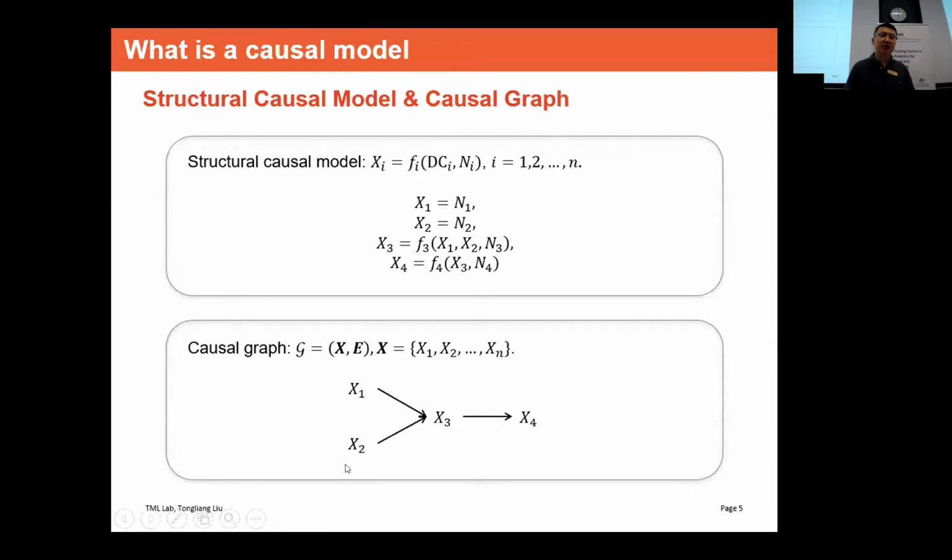The second model is the causal graph model, which is a directed acyclic graph. Maybe a lot of you are familiar with this term. The edges represent the causal directions. Comparing those two models, it is obvious that the structural causal model contains more information than the causal graph model, because the function can describe the strength of the causality.